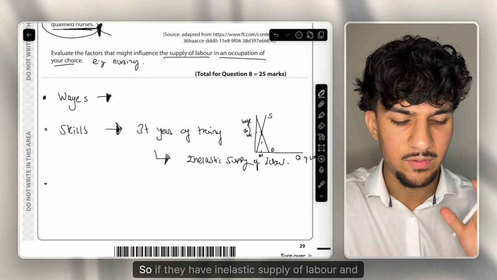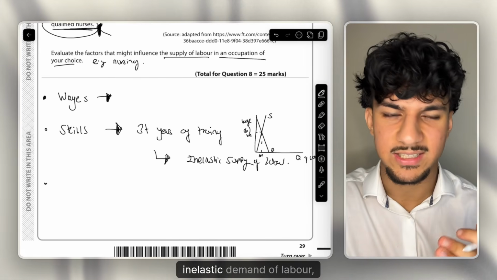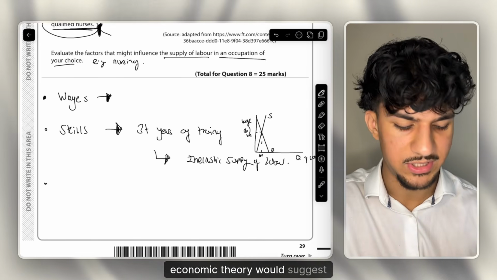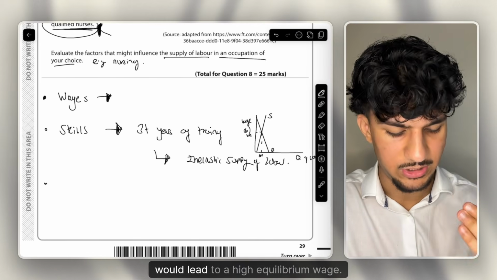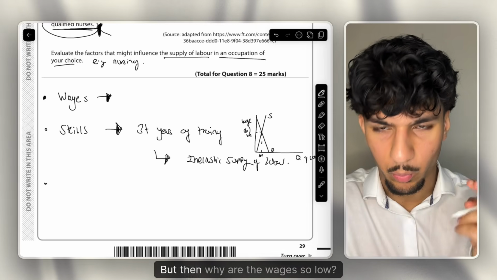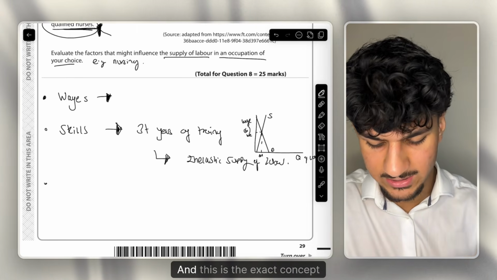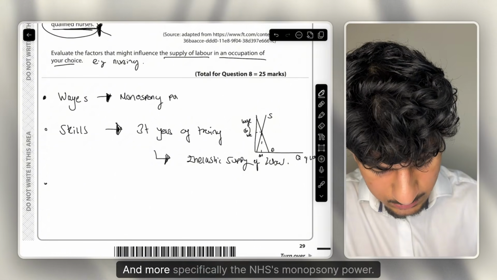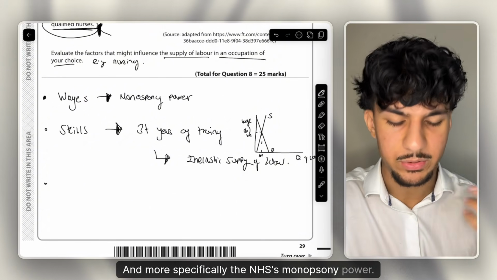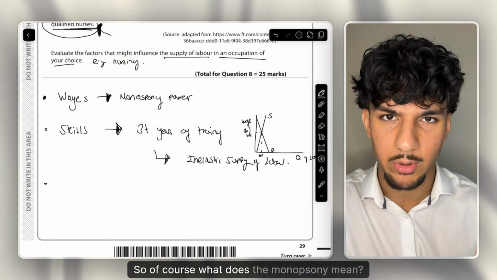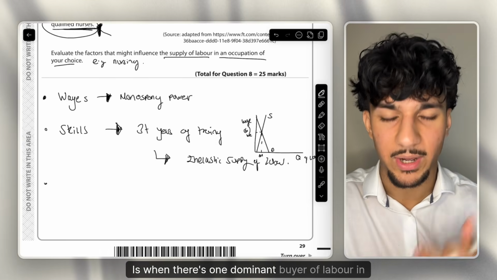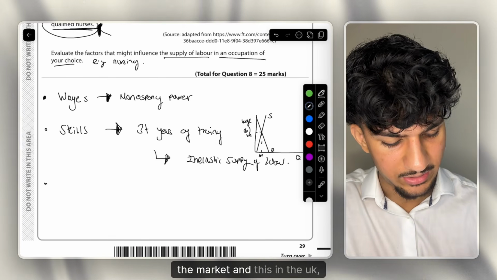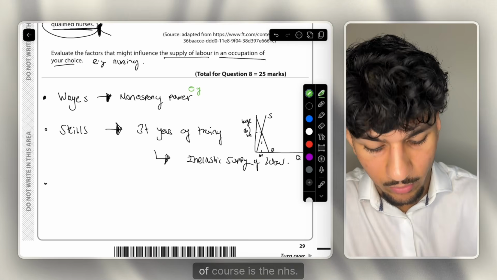But why is that? If they have inelastic supply of labour and inelastic demand for labour, economic theory would suggest they would lead to a high equilibrium wage. But then why are their wages so low? And this is the exact concept of monopsonies, and more specifically, the NHS's monopsony power. So, of course, what does a monopsony mean? It's when there's one dominant buyer of labour in the market, and this, in the UK, of course, is the NHS.